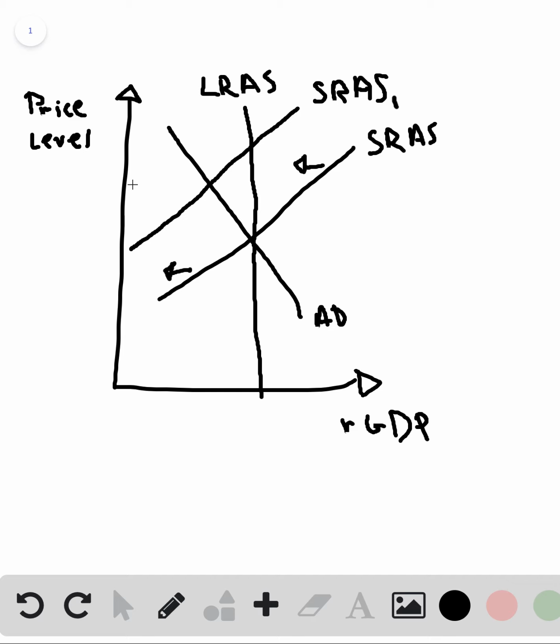which causes a, let me just draw those lines out. Okay, so this is the initial price level, and this is the initial real GDP. And then when the short run aggregate supply curve shifts leftward, we have a new price level, which we will indicate as PL subscript 1, and we have a new real GDP, which we will do RGDP 1.